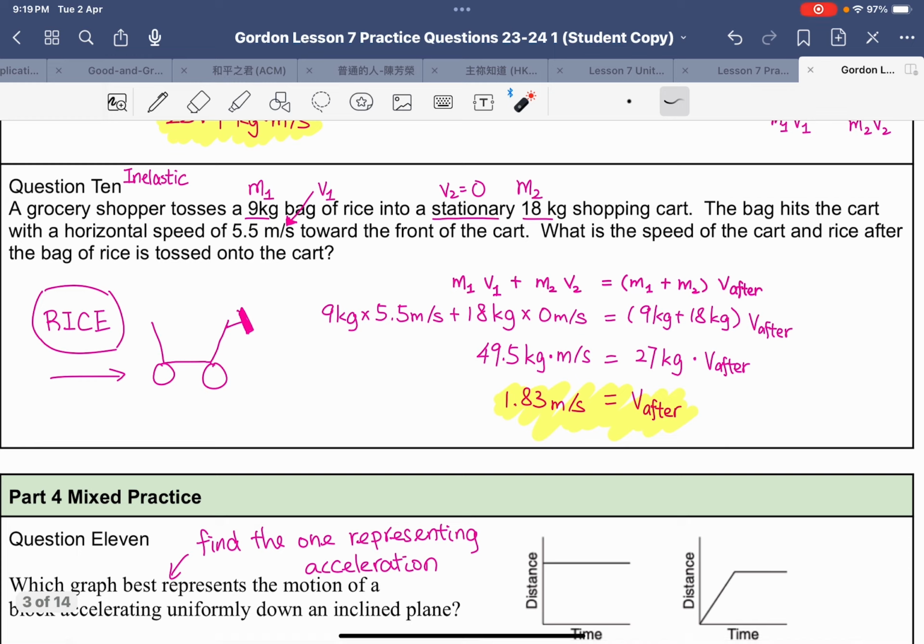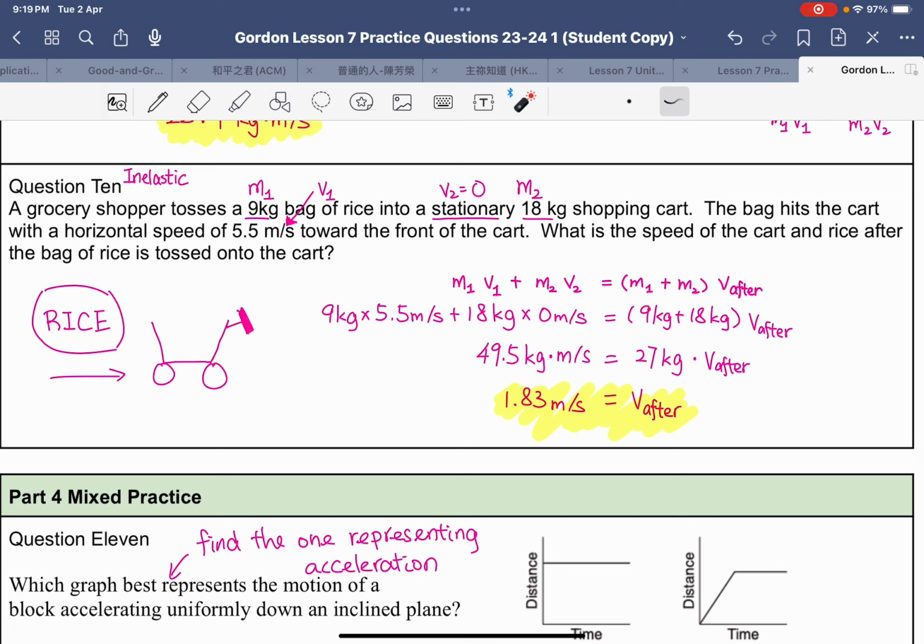All right, next question. This time you have a bag of rice being tossed onto a trolley, and then together the trolley and the rice is going to roll that way. And so this tells you that it's inelastic because the two objects are moving together as a unit after the collision. So this is going to be the equation that we're using.